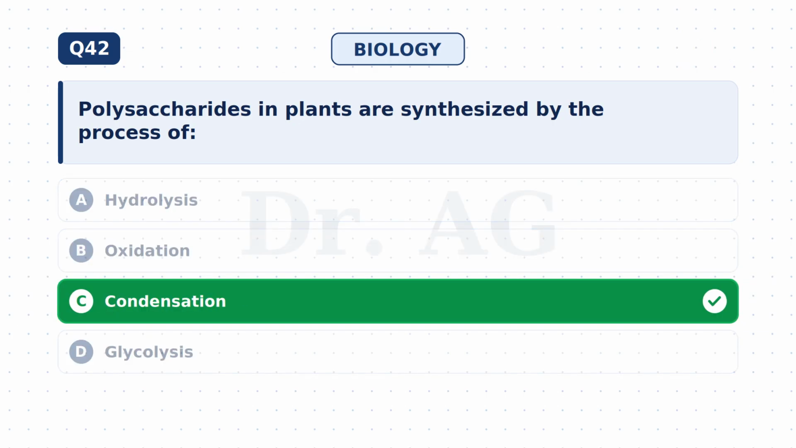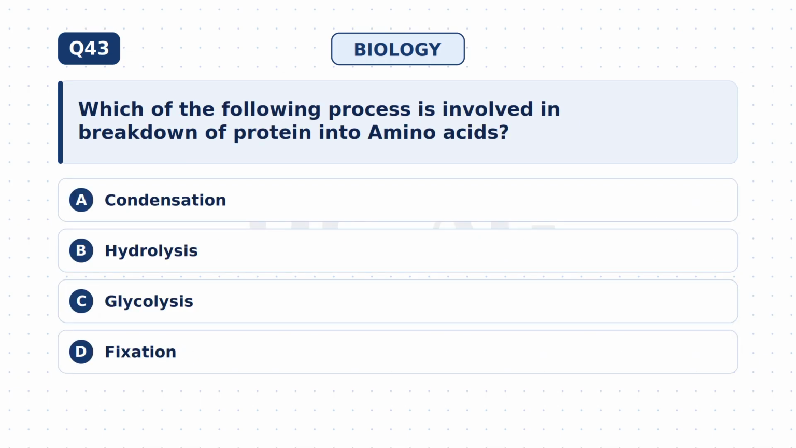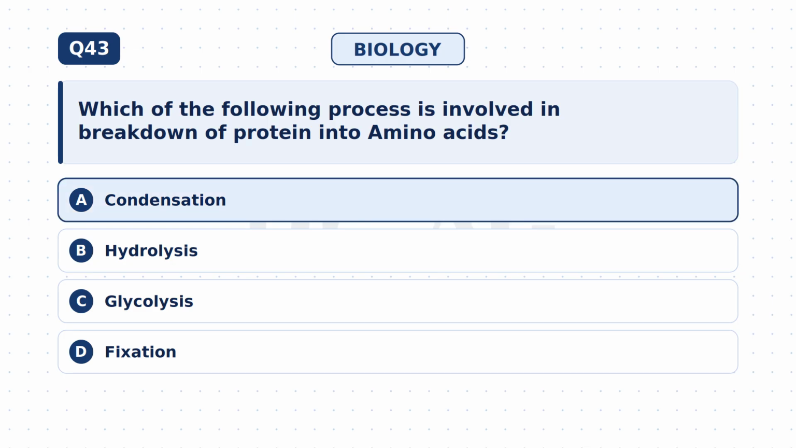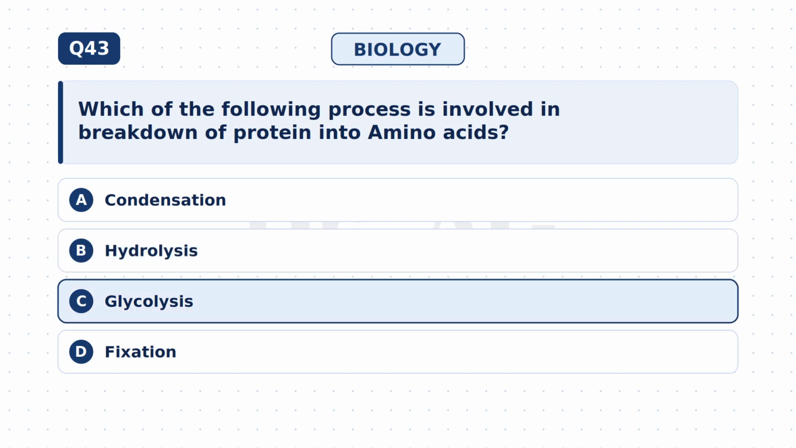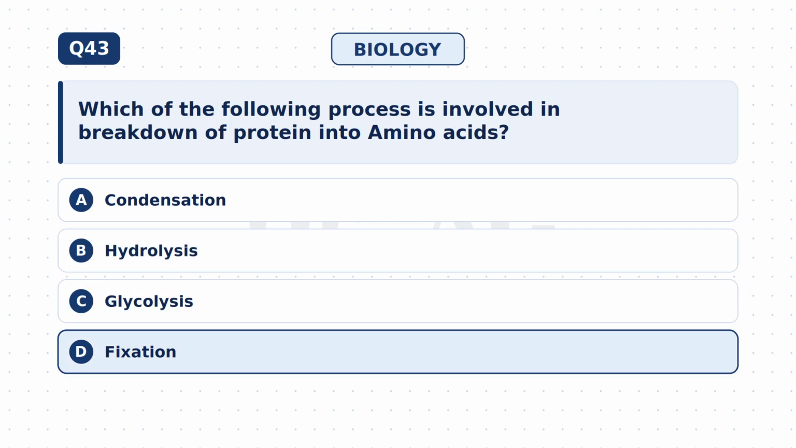The correct answer is C. Condensation. Question 43. Which of the following process is involved in breakdown of protein into amino acids? Option A. Condensation. Option B. Hydrolysis. Option C. Glycolysis. Option D. Fixation.